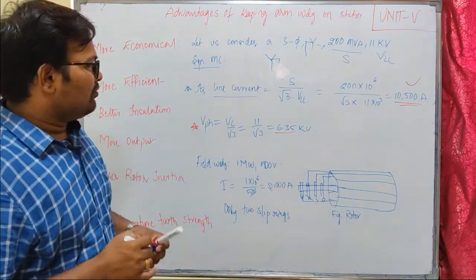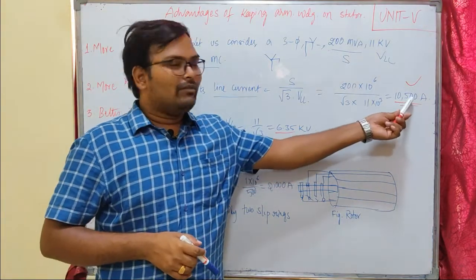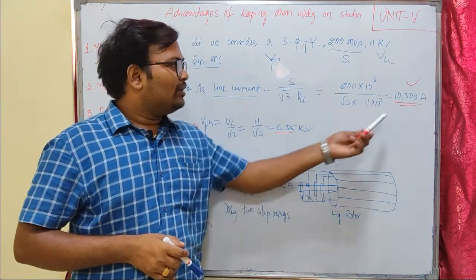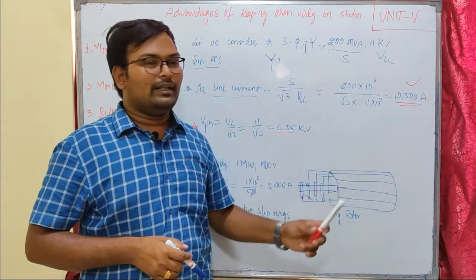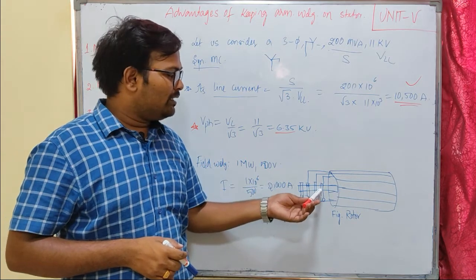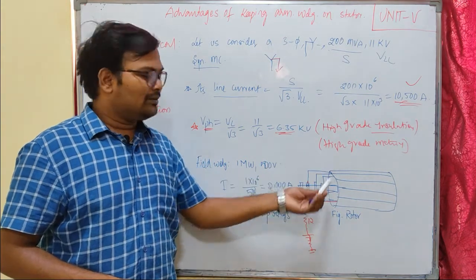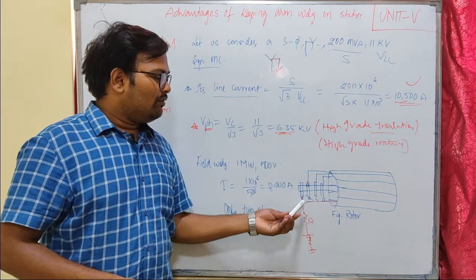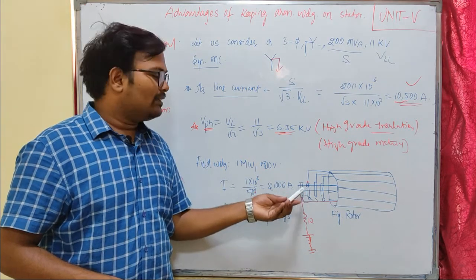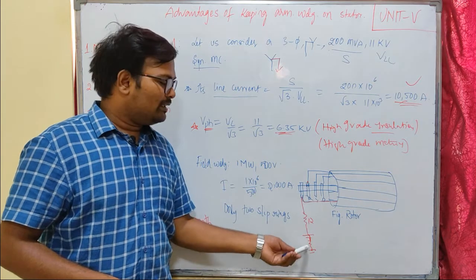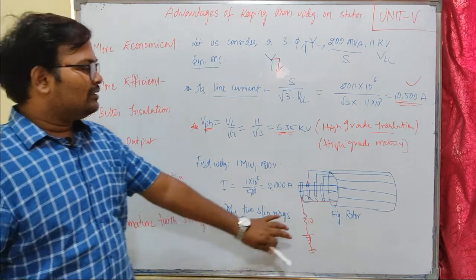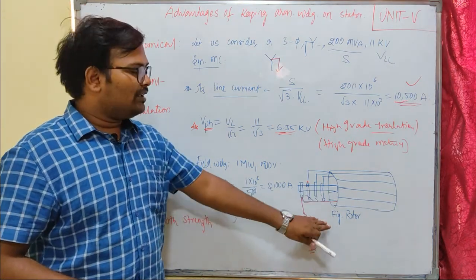The line current is in the order of 10,500 amperes. So in order to handle this much current, our slip rings must be made to handle 10,500 amperes. 10.5 kiloamperes of current will flow through these slip rings. So you need to have high grade slip rings and high grade insulation, and you have to bring out one extra winding, which is the star connected winding, and you need to keep one extra slip ring for that, and you need to ground it through a resistor, and the grounding material would be required. So this overall setup will increase the cost of the machine.